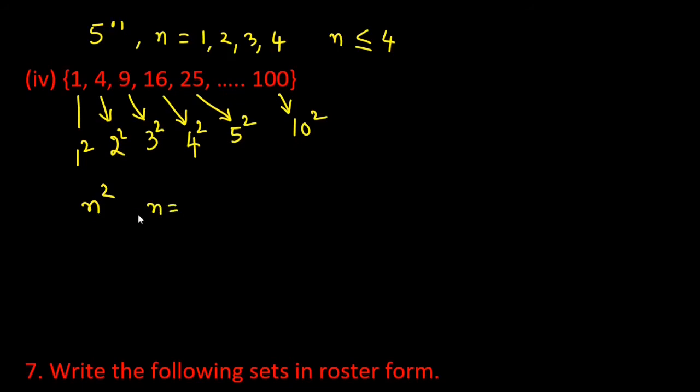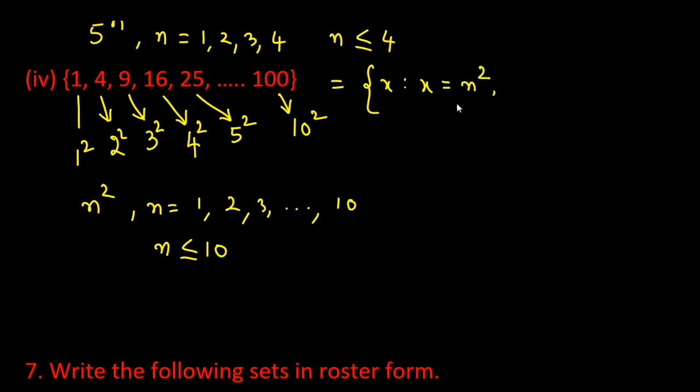n takes the values 1, 2, 3, etc. up to 10. So we can write it as n is less than or equal to 10. Now let us write the set in set builder form as the set of all x such that x is equal to small n square. Small n is a natural number, so small n belongs to capital N. The restriction on n is that n is less than or equal to 10.